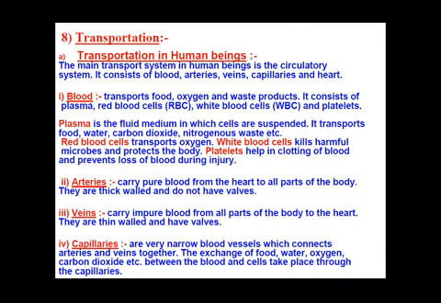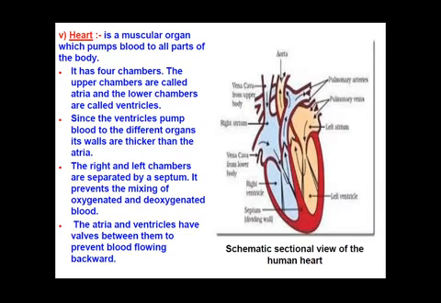Dear students, we have already started with the transportation in human beings, and under this we have studied that the transportation system of human beings consists of blood, arteries, veins and capillaries. Now we will continue with this and start with the next component of the transportation system, that is the heart. So heart is the muscular organ which pumps blood to all parts of our body.